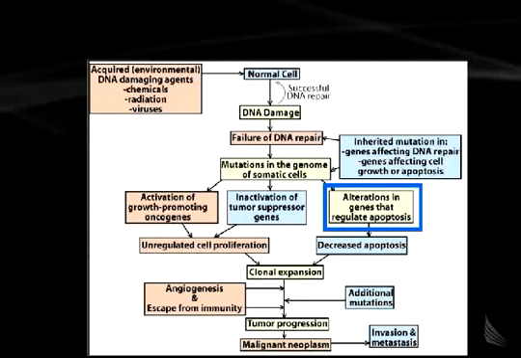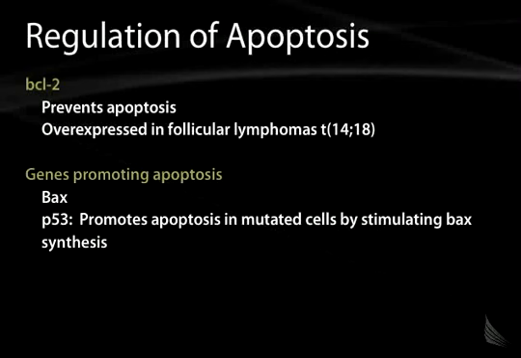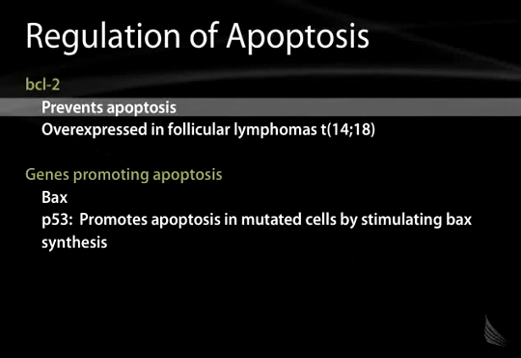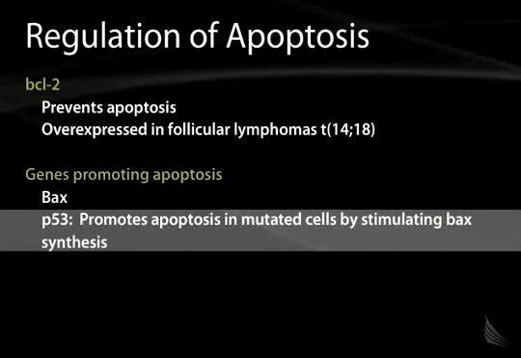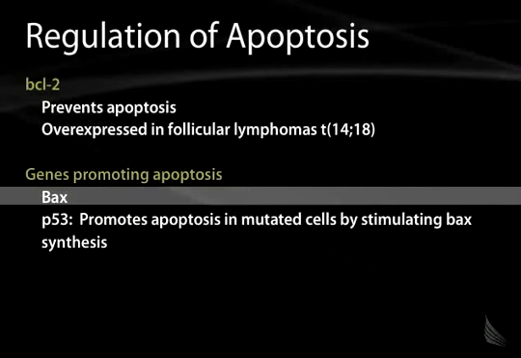Having dealt with mutations in genes that lead to uncontrolled cell growth, both the oncogenes and inactivation of the tumor suppressor genes, we're now going to move on to looking at alterations in genes that regulate apoptosis. Apoptosis is a process which is carefully regulated both by pro- and anti-apoptotic factors. Some of the factors that prevent apoptosis include BCL2, which is overexpressed in the development of different lymphomas, including follicular lymphoma, due to a translocation between chromosomes 14 and 18. Genes that promote apoptosis, we've talked about one of these already, which is p53. Another of these is BAX.